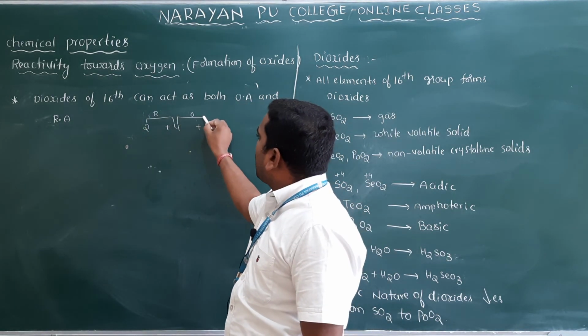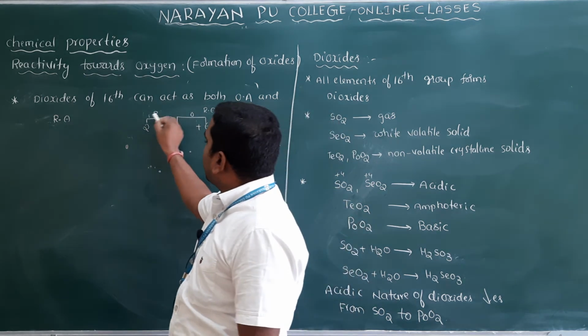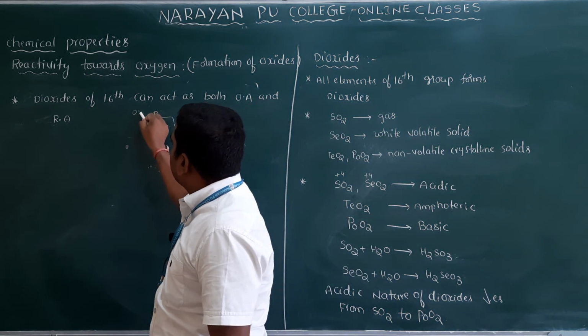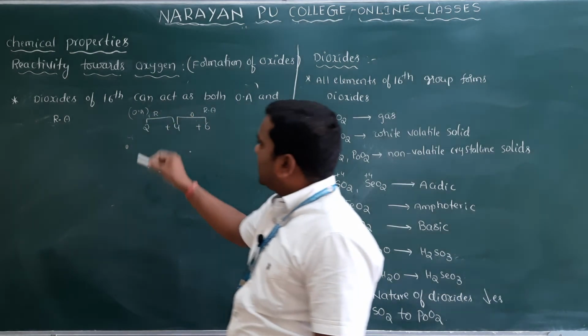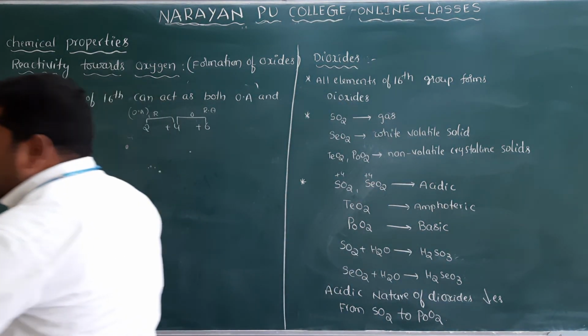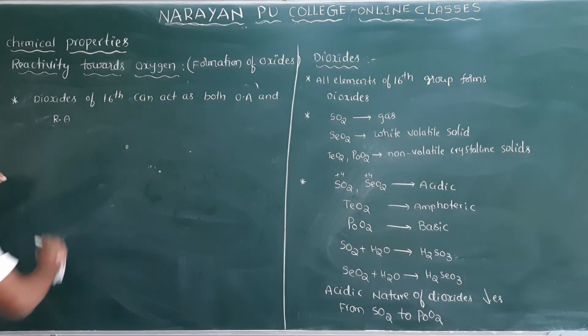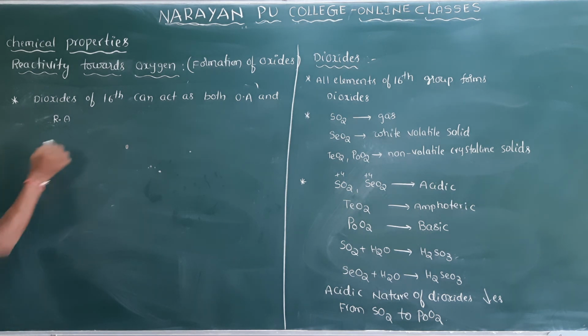If they undergo oxidation, they act as reducing agents. If they undergo reduction, they act as oxidizing agents. So that's why they can act as both oxidizing and reducing agents. Clear? So these are some points regarding dioxides. Now, what is the structure of these molecules?